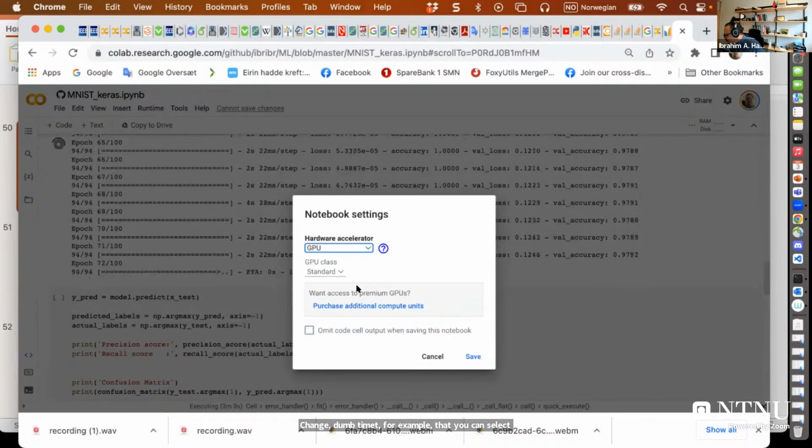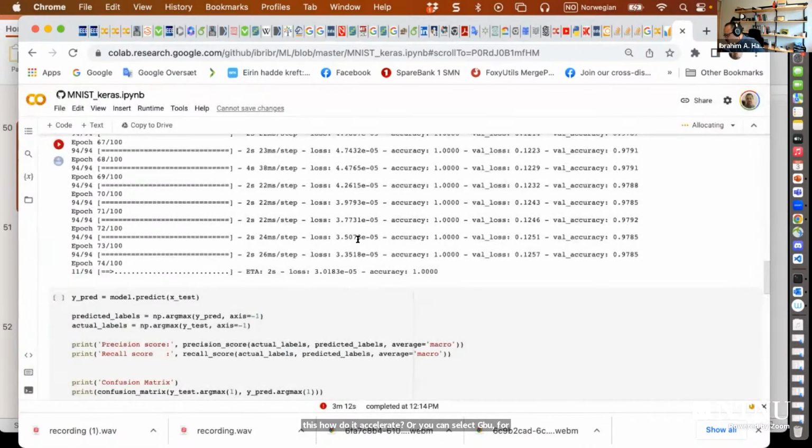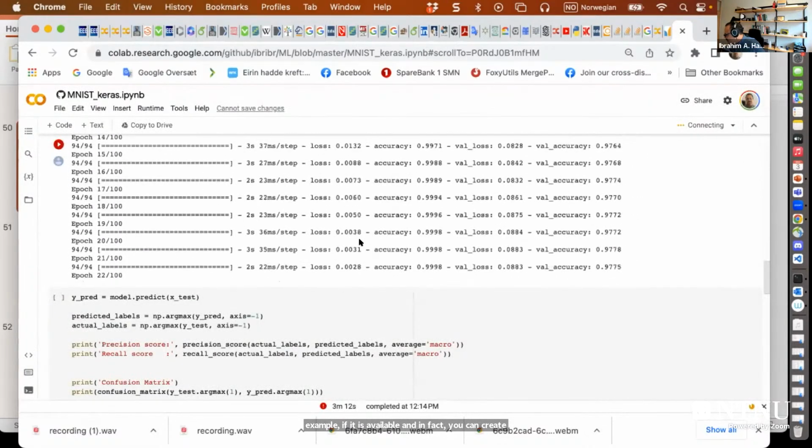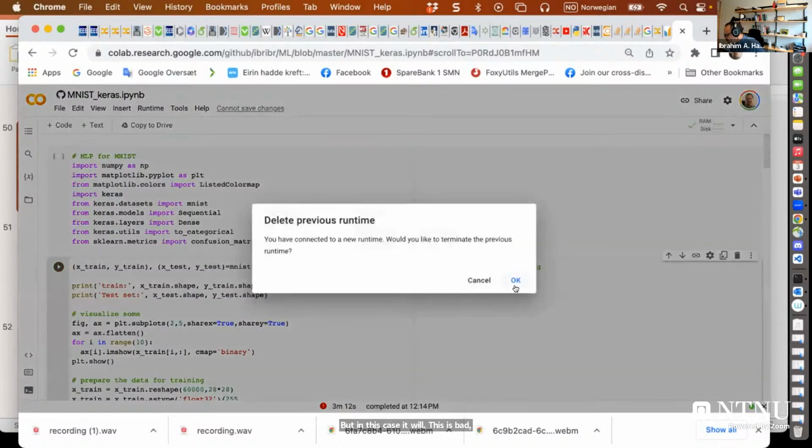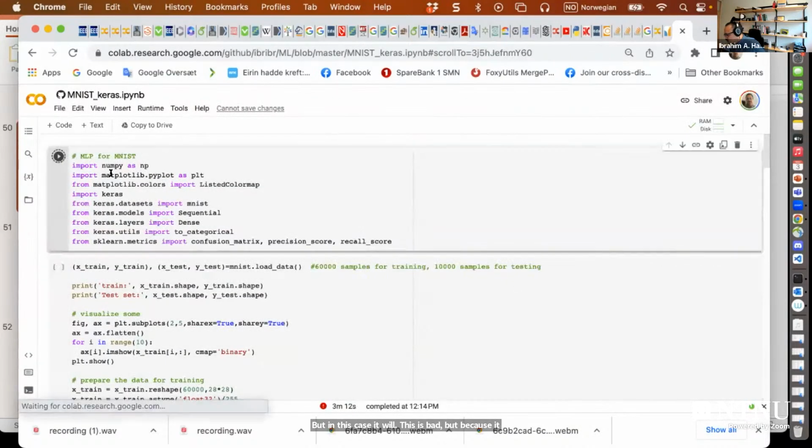You can select a GPU, for example, if it is available. And in fact, you can create an account here and pay a little money and get very... Oh, sorry, in this case it will reinitialize, which is bad. I need to do it one more time. So it will do that part.